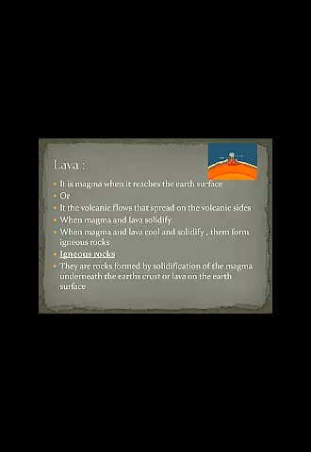When both magma and lava solidify, they form igneous rocks. So we can get a definition of igneous rocks. They are rocks formed by solidification of magma underneath the Earth's crust or lava on the Earth's surface. Again, igneous rocks are formed by solidification of both magma, underneath the Earth's crust, and lava, on the Earth's surface.